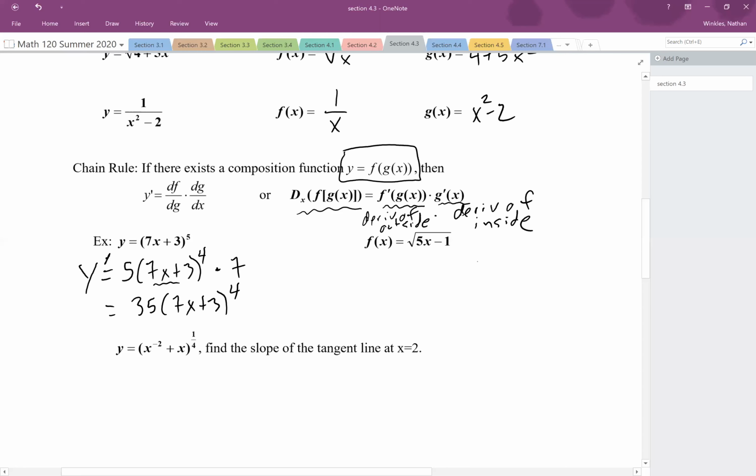Now for this one over here, f of x equals square root of 5x minus 1. First, let's rewrite this as 5x minus 1 to the 1/2. Makes it a little bit easier to see that when we take its derivative, we get 1/2 times 5x minus 1 to the negative 1/2 times the derivative of the inside, which is 5. So if we simplify this, we get 5 divided by 2 times the square root of 5x minus 1.